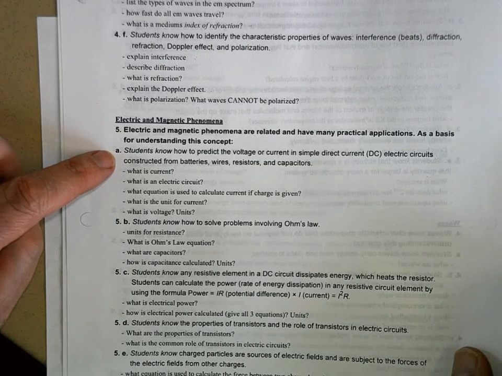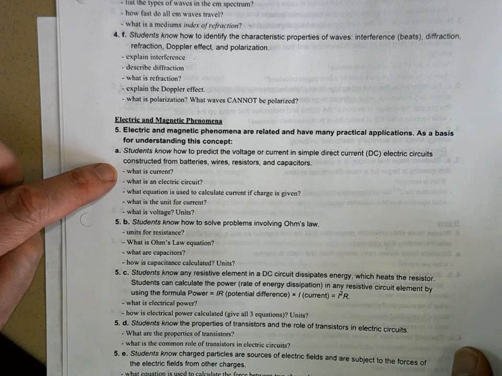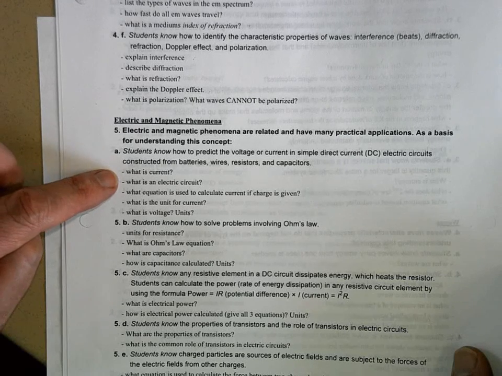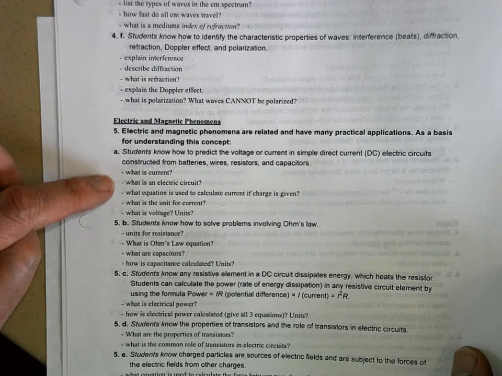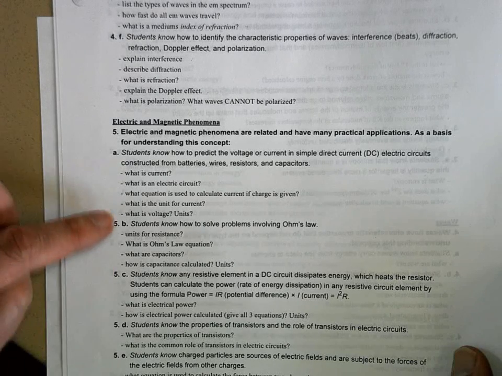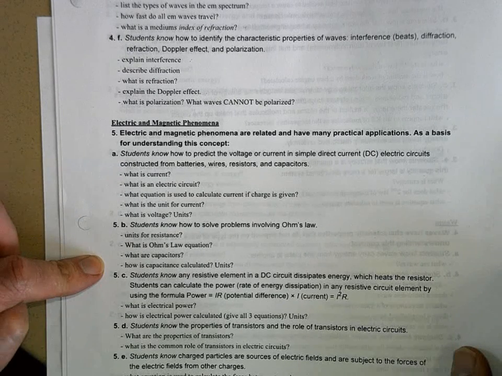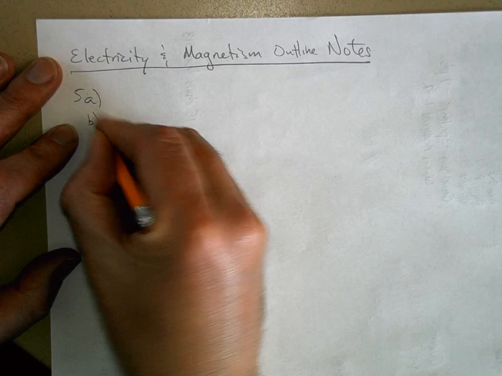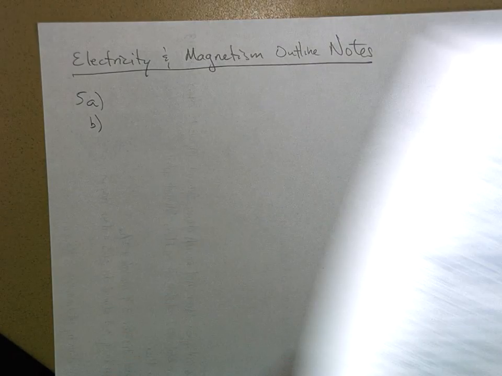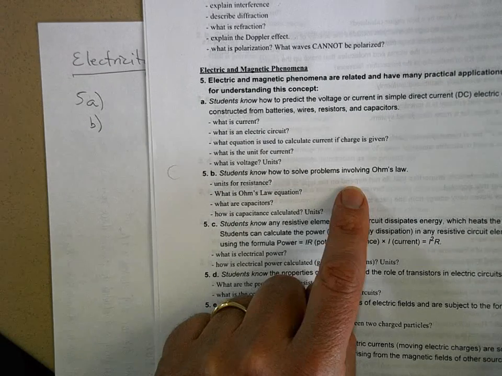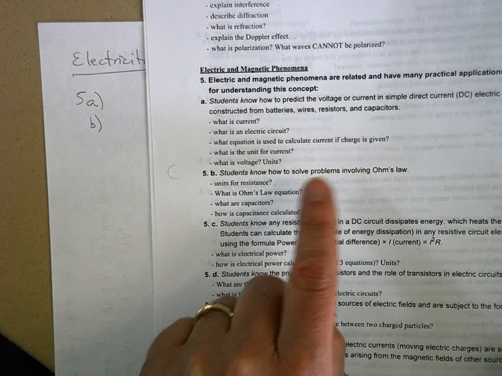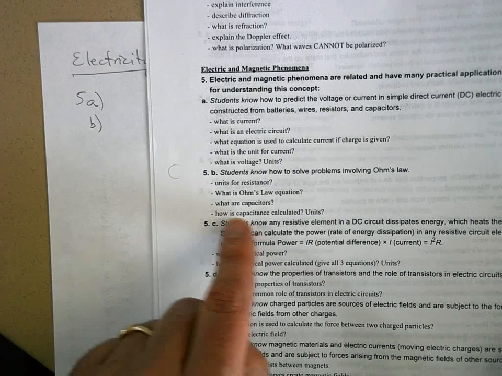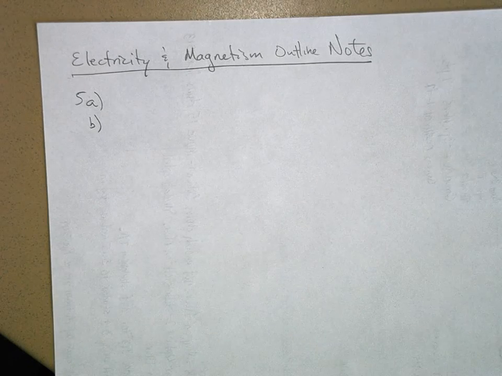5A: Students know how to predict the voltage or current in simple direct electric circuits constructed from batteries, wires, resistors, and capacitors. I am going to talk a little bit about capacitors when we get to 5B, because I'll just combine 5A and B here. And students know how to solve problems involving Ohm's law for resistance and capacitors and so on.